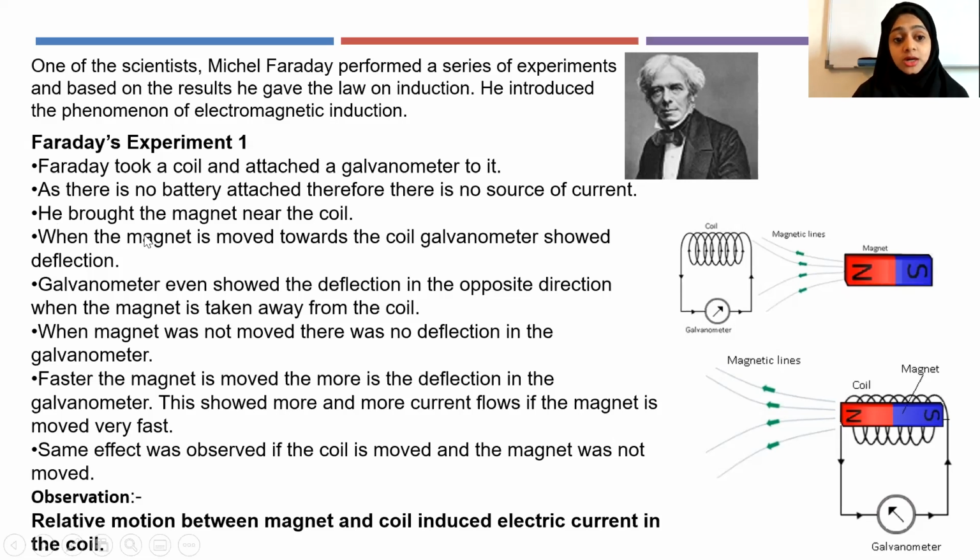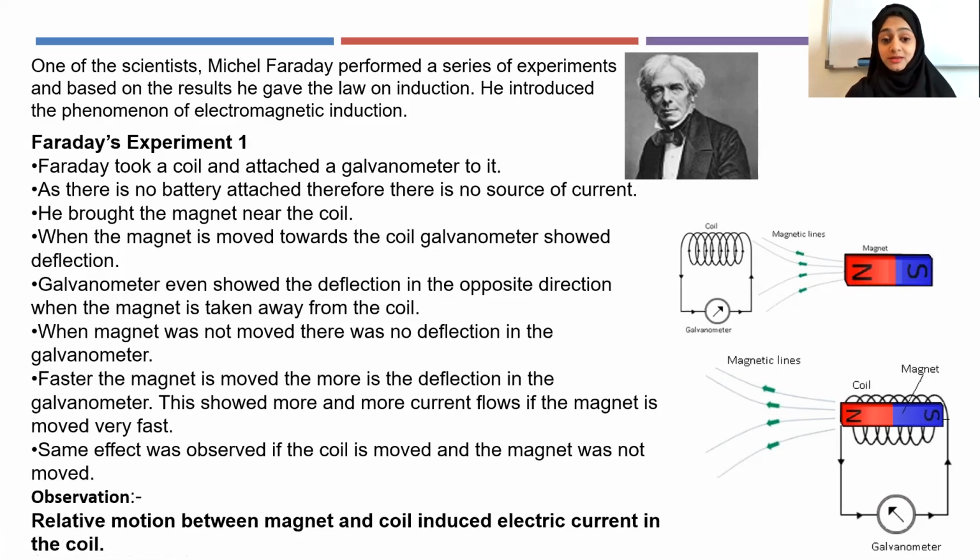And he brought a magnet near the coil. Here you can see a magnet, and these are magnetic field lines that represent the presence of a magnetic field. We know that around a bar magnet there will be magnetic field lines, or a magnetic field. So these lines represent the presence of a magnetic field around this bar magnet. He brought the magnet near the coil. When the magnet is moved towards the coil, the galvanometer showed deflection.